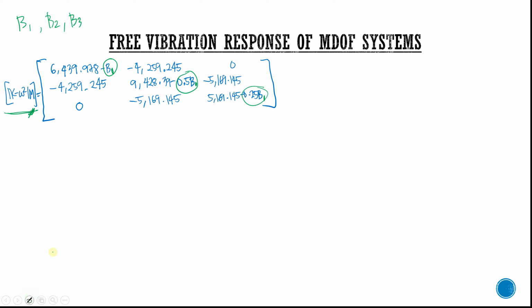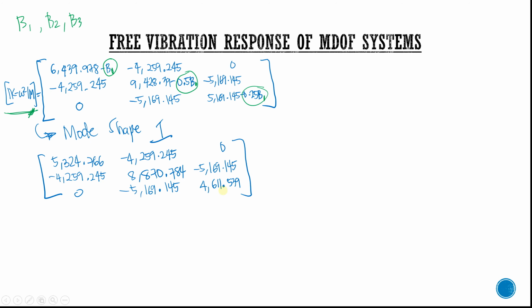Okay, for this first one, for mode shape 1, we'll have our mode shape 1 coming from our fundamental frequency. We just substitute the value of B1. We'll arrive with this, for our mode shape 1.